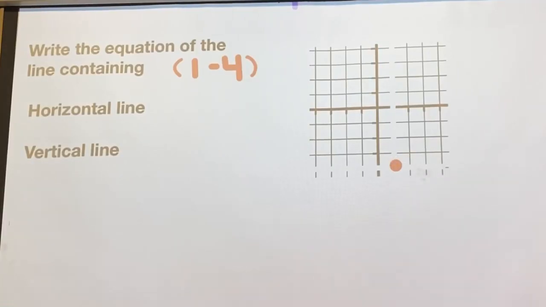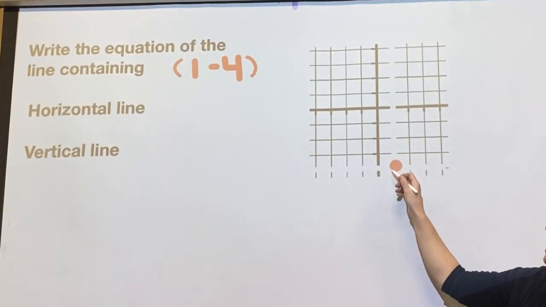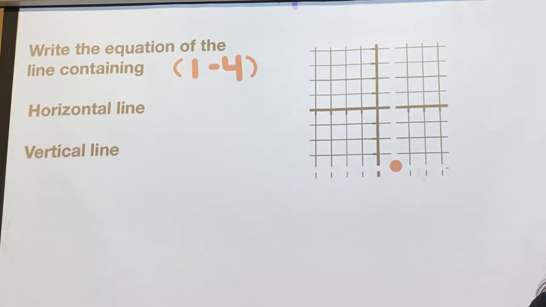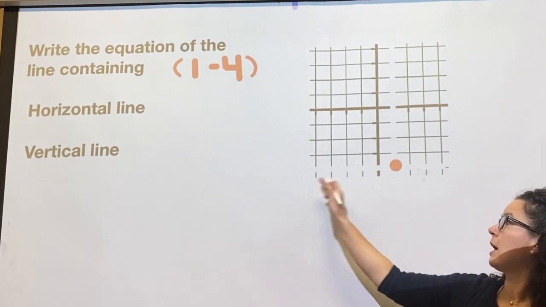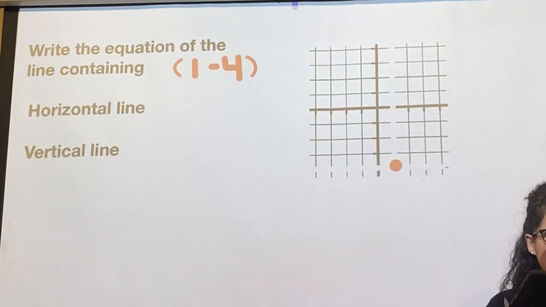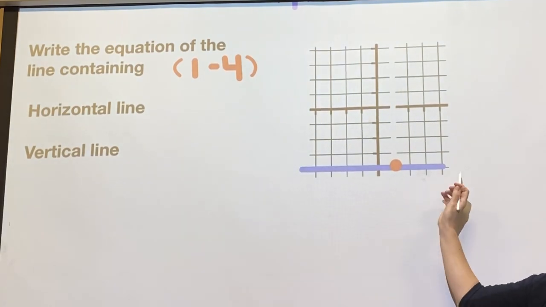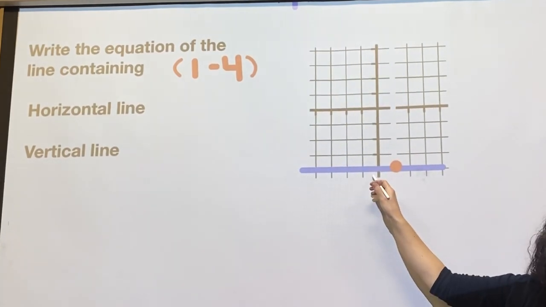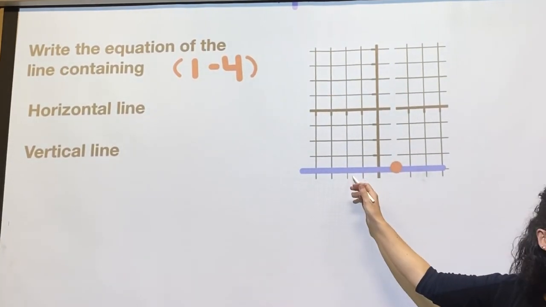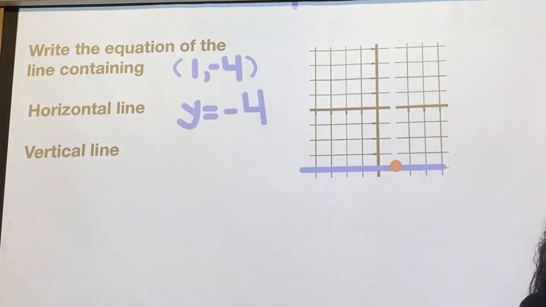So if it's containing 1, -4, so right 1 down 4. And if I want to put a horizontal line through that, I'm going to have a line going this direction. So for my horizontal, we have this. Now it's slicing through the y-axis at 1, 2, 3, 4. So it's slicing through at -4, so y equals -4.